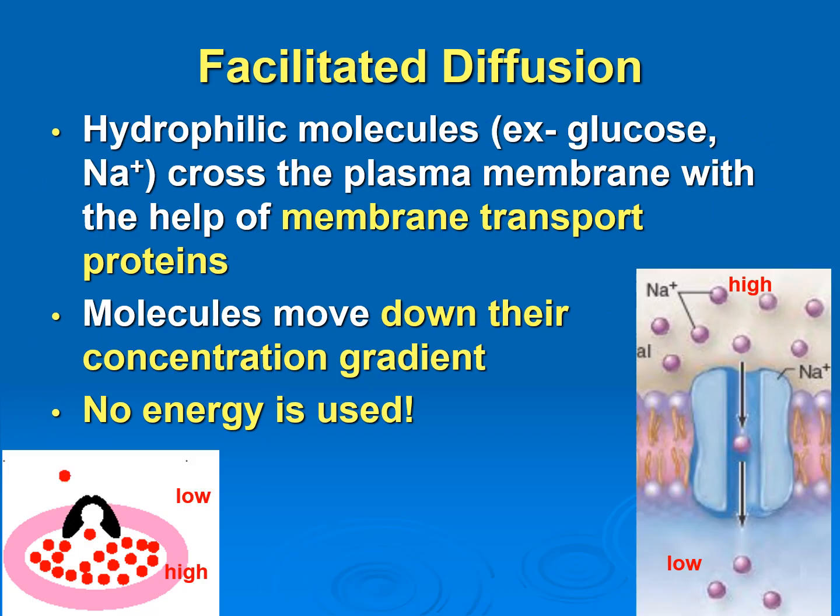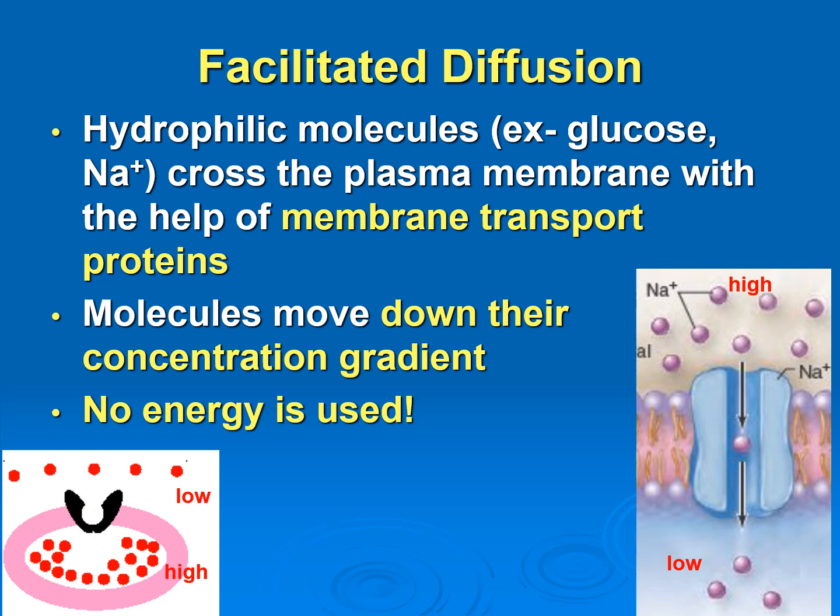Okay, facilitated diffusion. Facilitate just means to help. We've got some types of molecules that cannot cross the plasma membrane by themselves. These would be hydrophilic molecules, for example glucose or sodium ions, and they're going to need the help of some plasma membrane transport proteins in order to get across. And with this type of transport, we've got diffusion in the name, so we're not going to use any energy, and the molecules are going to go down their concentration gradient.